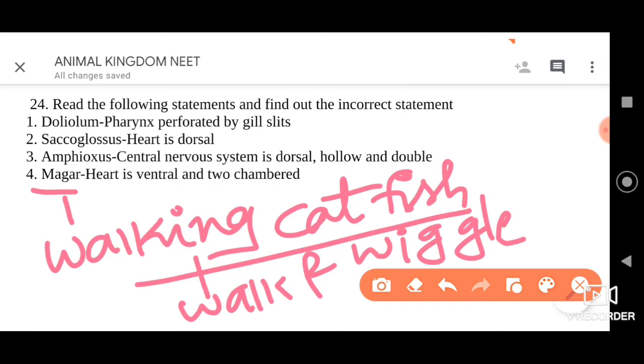Alright, and moreover we need to understand that these fishes have a heart which is ventral, and it is two chambered. So the only option which is wrong here is Amphioxus, where the central nervous system is dorsal, hollow, but it is not double. So the given statement is wrong. So please go for option 3.